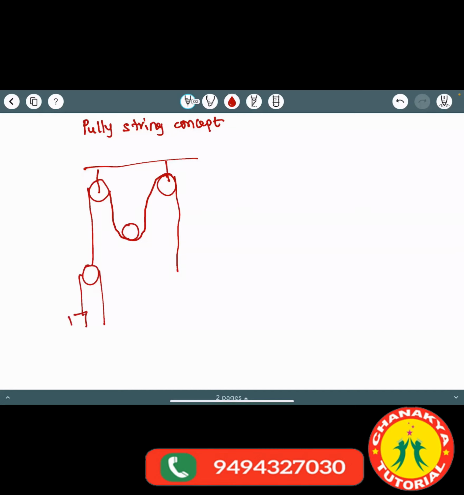Let's say there is one mass here, M1, there is another mass, M2, and here another mass, M3, and then a mass, M4. Then they will ask you what is the acceleration of each mass. First, you start from one string. Let us say the tension in this string is T. This is the same string, right? So in this also the tension will be T.